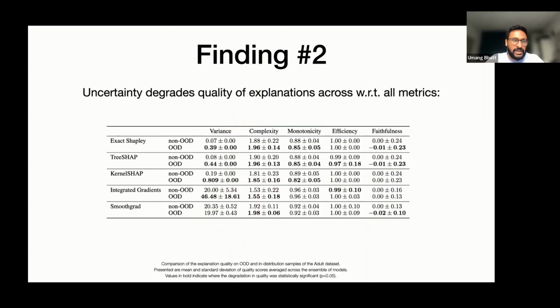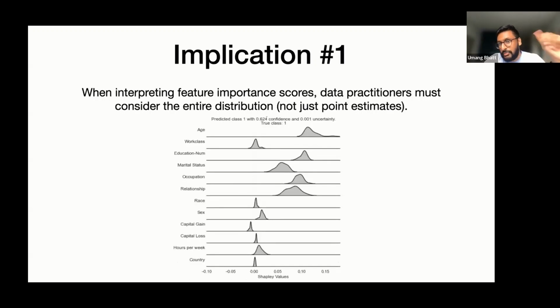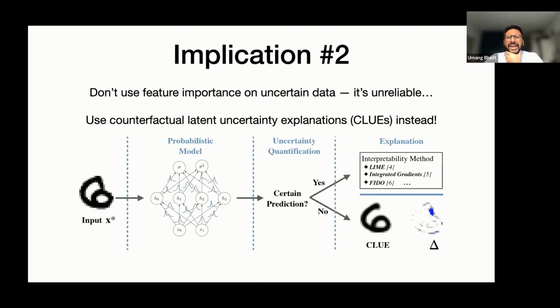More specifically, uncertainty will degrade the quality of explanations with respect to all metrics, including the metrics that we proposed in our HCHI work from 2020, right? Another rather scary finding. But what does this allow us to do? This allows us to say there are two things that are of interest. One is that this first implication is that you might want to consider, as a practitioner, providing this variance, or providing this distribution of feature importance scores, right? Distribution of what's important to your model. And then for uncertain data, it might not make sense to use feature importance method.